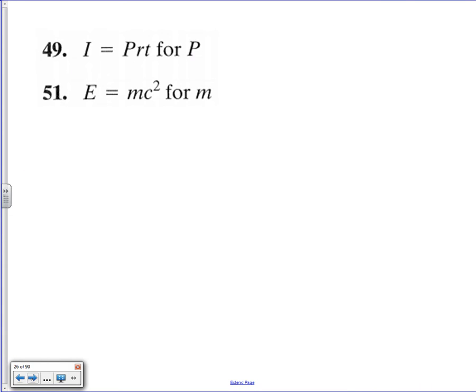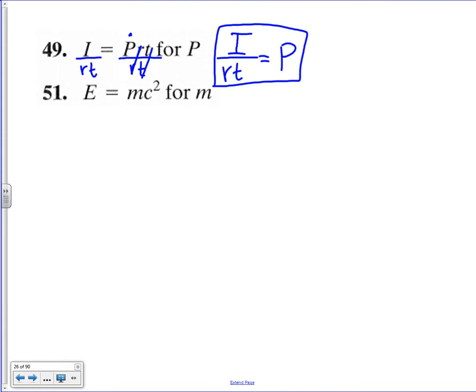In number 9, I'm solving for P. Well, in order to solve for P, I got to get rid of the R and the T, and that's all being multiplied. So we will divide it. And we get I over RT equals P. The P is isolated, and that's exactly what we're looking for.